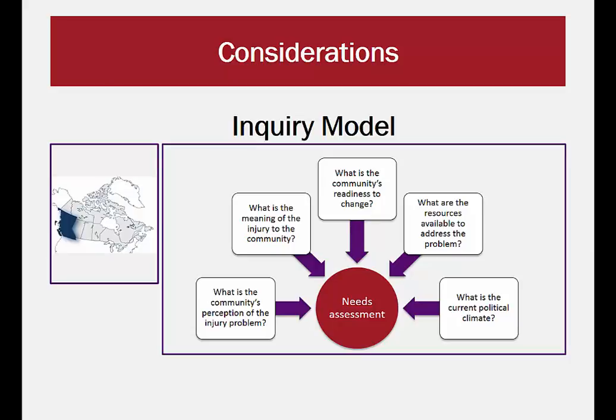What is the meaning of the injury to the community? What is the political climate for preventing this injury and for sustainability? What resources are available to address this injury problem? What are the characteristics of the community that enable or inhibit the prevention of this injury or their readiness for change? These questions can be used to get at the issue of context mentioned in Step 1 of the Needs Assessment Table.